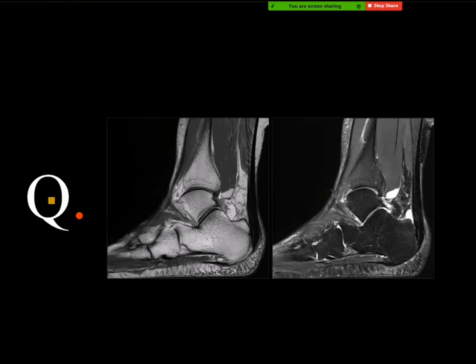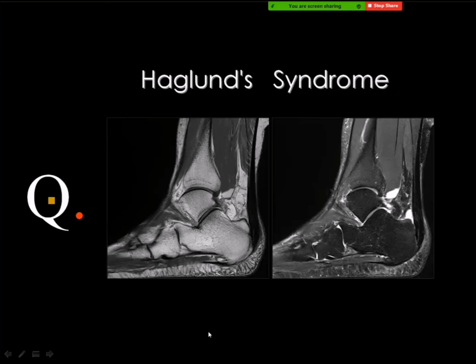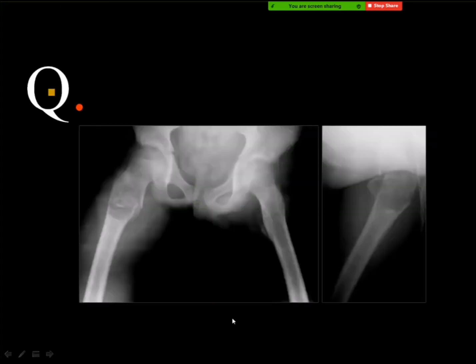Is it tendinitis of the Achilles tendon or what? Yes, and this is Haglund syndrome. You get the three components of the syndrome: Achilles tendinosis and the fluid signal anterior to the Achilles tendon in the retrocalcaneal bursa, and the subcutaneous fluid signal as well. And these are the three components of Haglund syndrome.